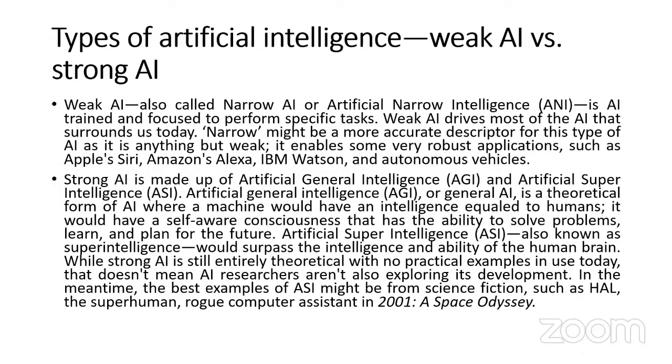If it is a strong AI, then we can say it is artificial general intelligence or artificial super intelligence. Artificial general intelligence, AGI, or general AI, is a theoretical form of AI where a machine would have an intelligence equal to humans. It would have a self-aware consciousness with the ability to solve problems, learn, and plan for the future. Artificial super intelligence, also known as superintelligence, would surpass the intelligence and ability of the human brain.